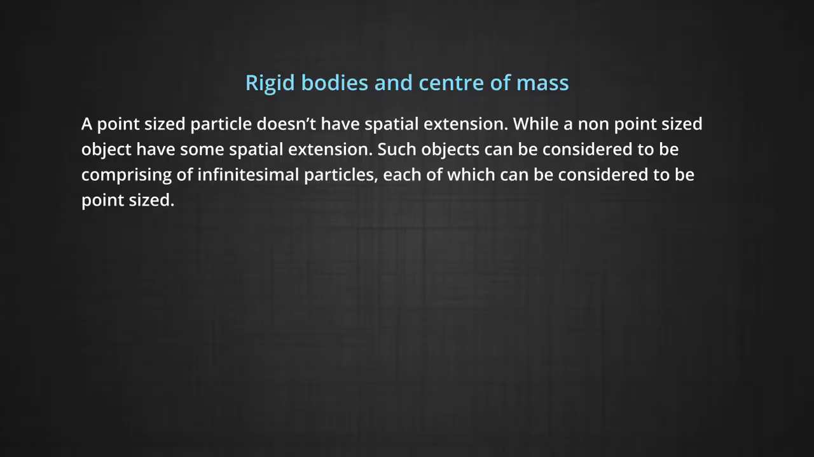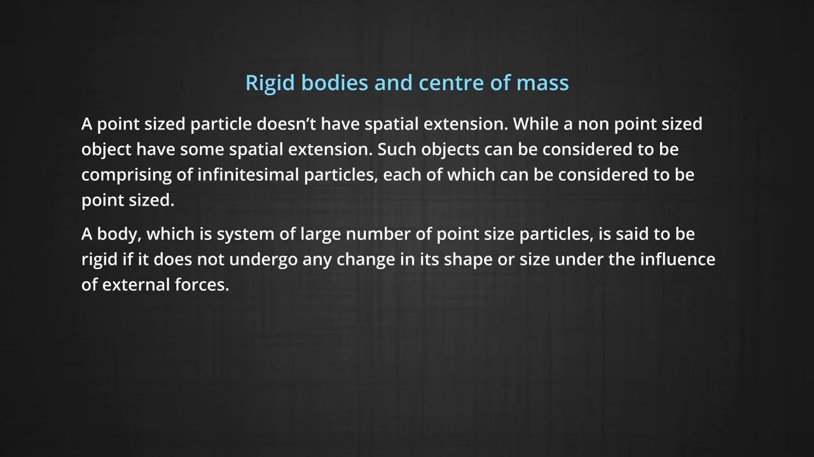Rigid bodies and center of mass. In the topics we have done earlier, we have considered objects to be point sized. A point sized particle doesn't have any spatial extension, while a non-point sized particle or object has some spatial extension in space. Such objects can be considered to comprise infinitely small particles, each of which can be considered to be point sized.